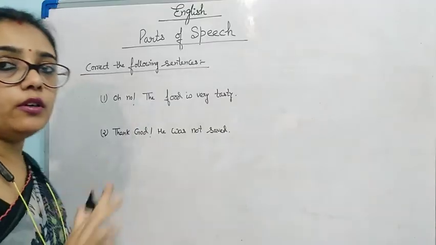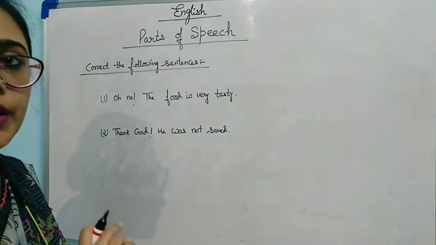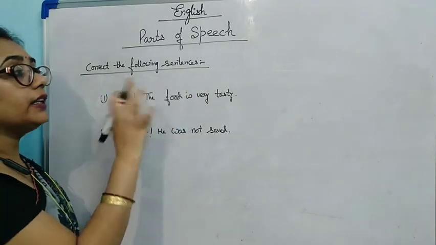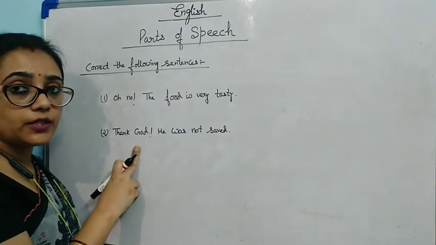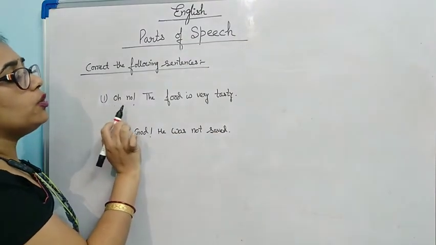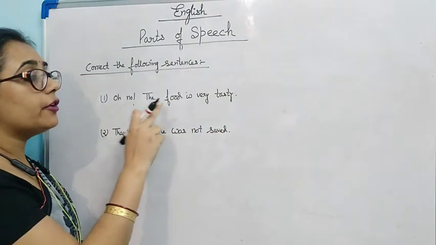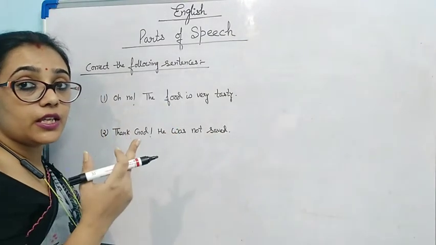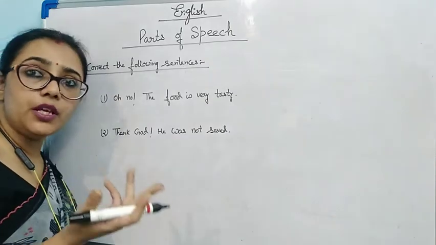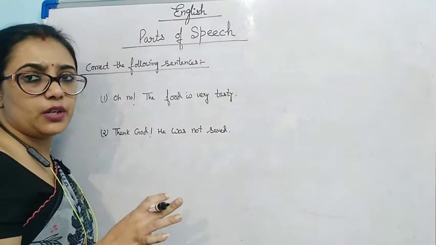Okay. More example I will give you how it can come. Parts of speech question, how it can come. See, correct the following sentences. That means I am having two sentences and there is certain mistake. Let's see what is the mistake. Oh no. The food is very tasty. See, if the food is tasty, what we will say? Oh no. No, we will not say oh no. We will say yummy, the food is tasty. Or we will say oh no, the food is not so tasty.